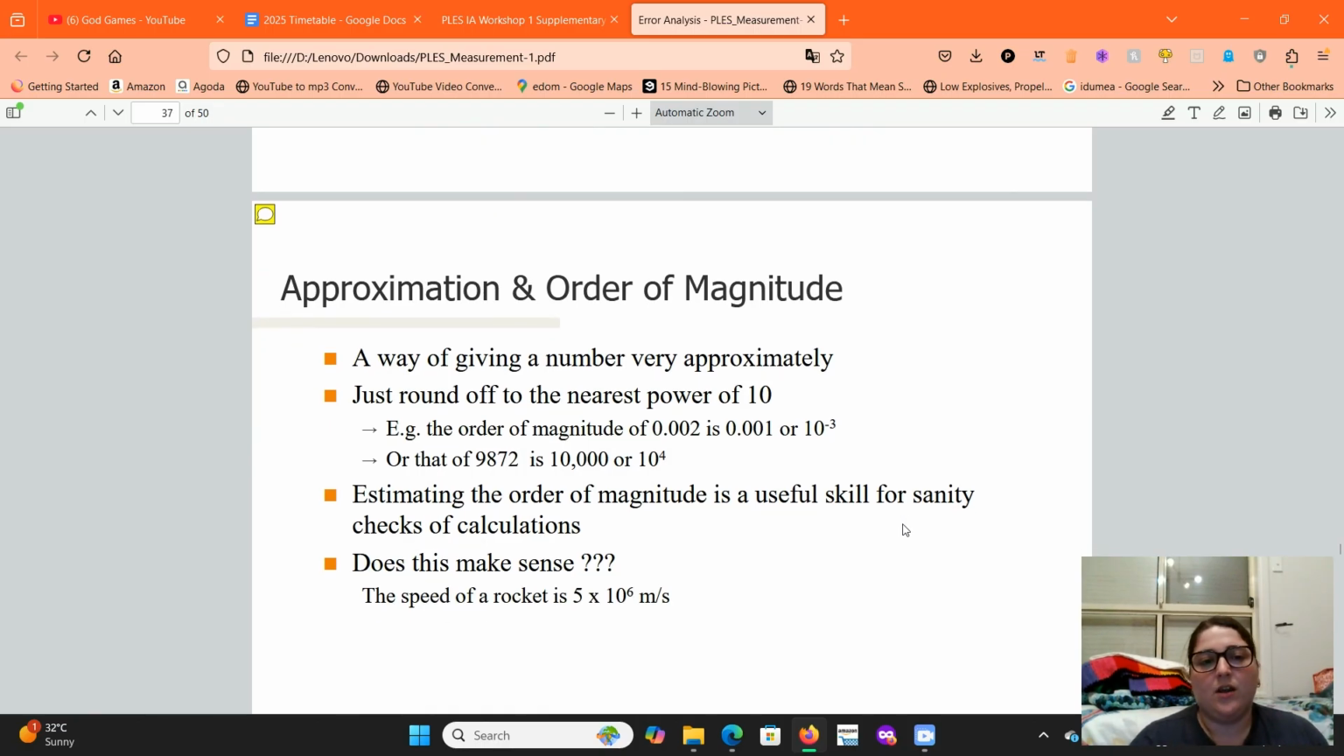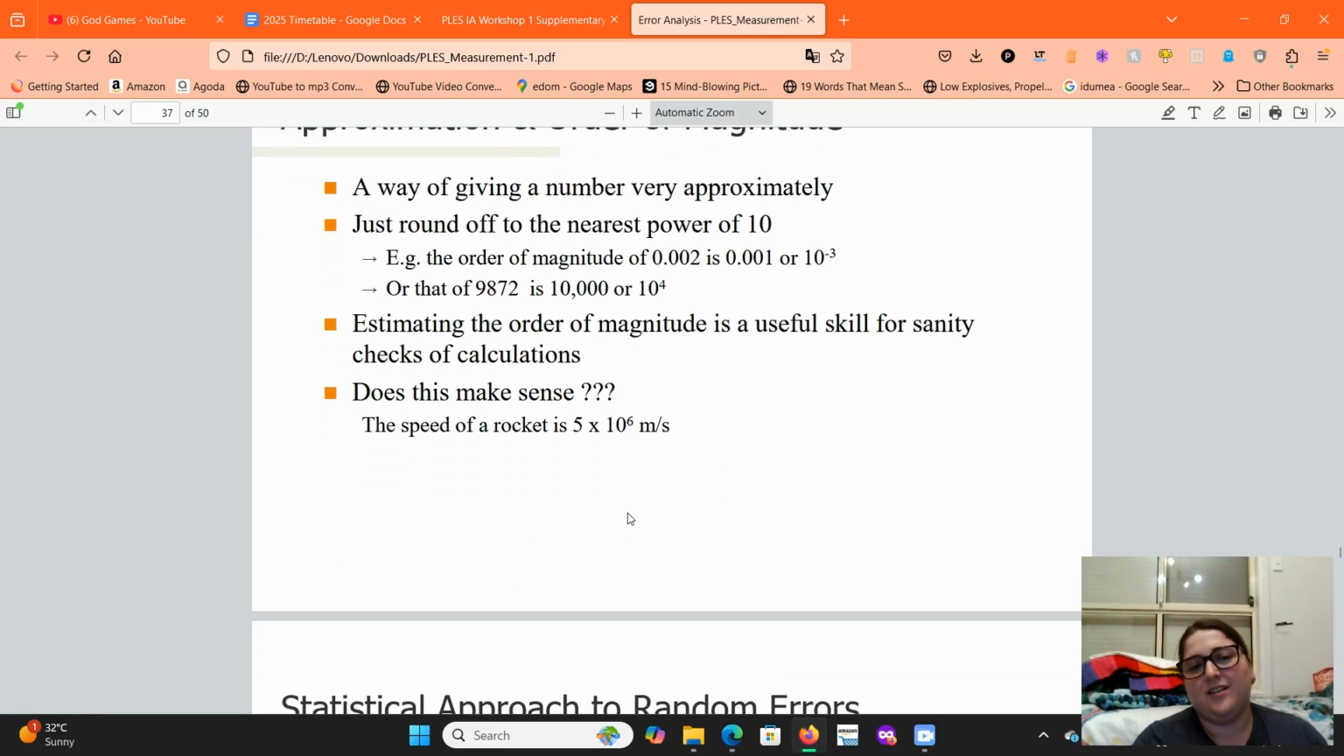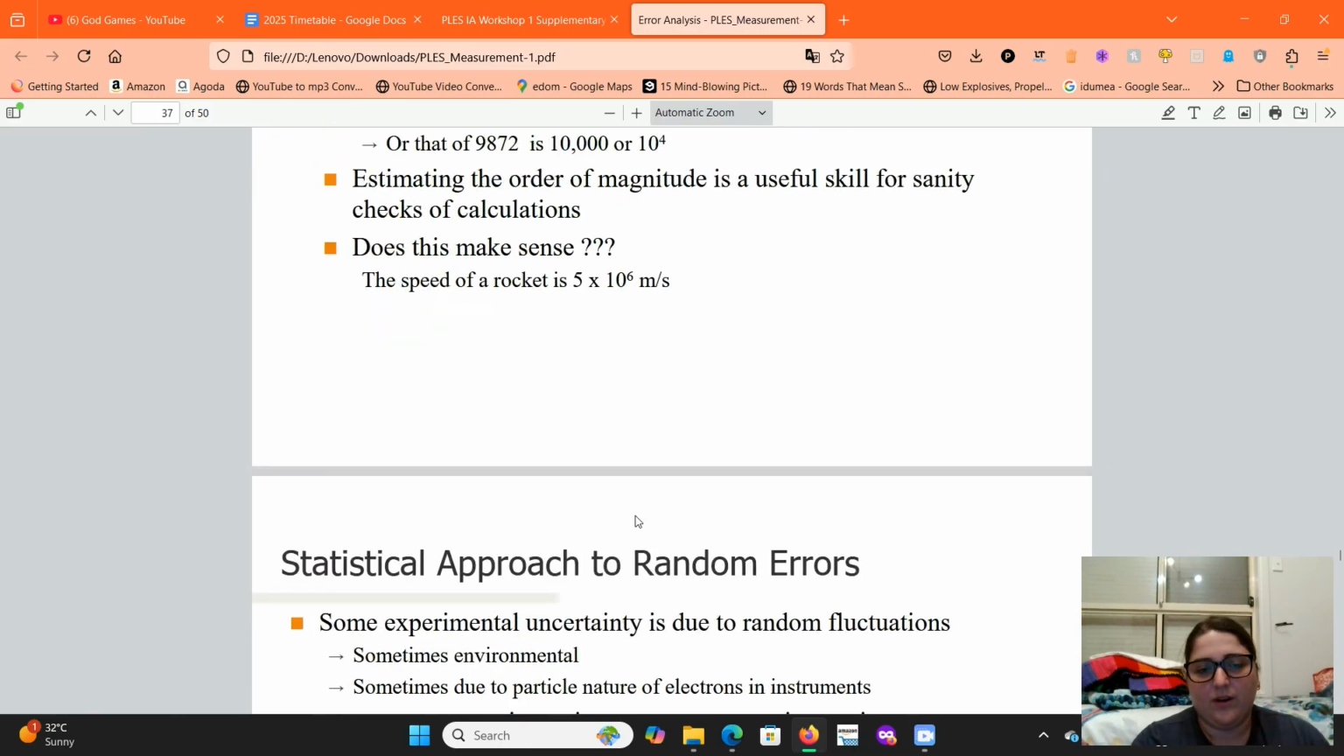Approximation: order of magnitude. A way of giving a number very approximately. Okay. This is what you mostly will be using. So just rounding to the nearest power of 10. For example, the order of magnitude of 0.002 is 0.001 or 10 to the negative 3. Okay. So estimating the order of magnitude is a useful skill for sanity checks of calculations. Sanity: that doesn't make sense. Speed of a rocket is 5 times 10 to the 6. Okay, just a quick way to write things.